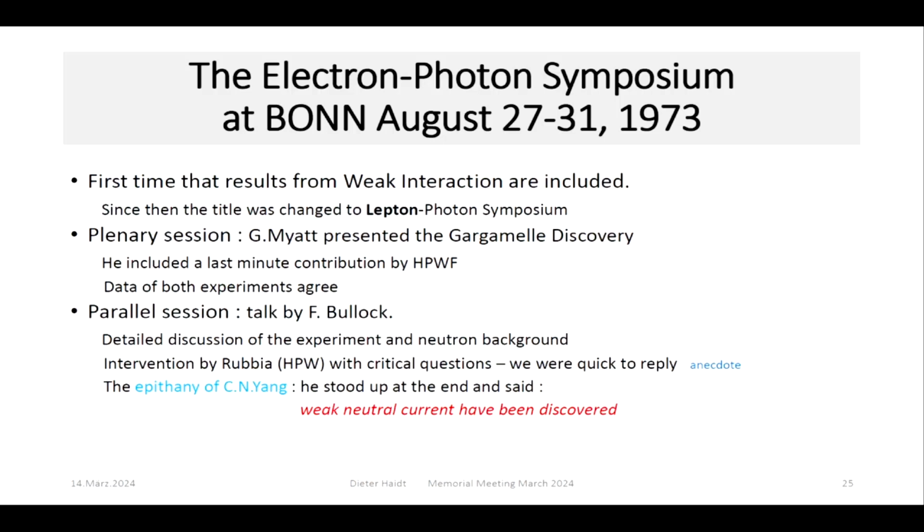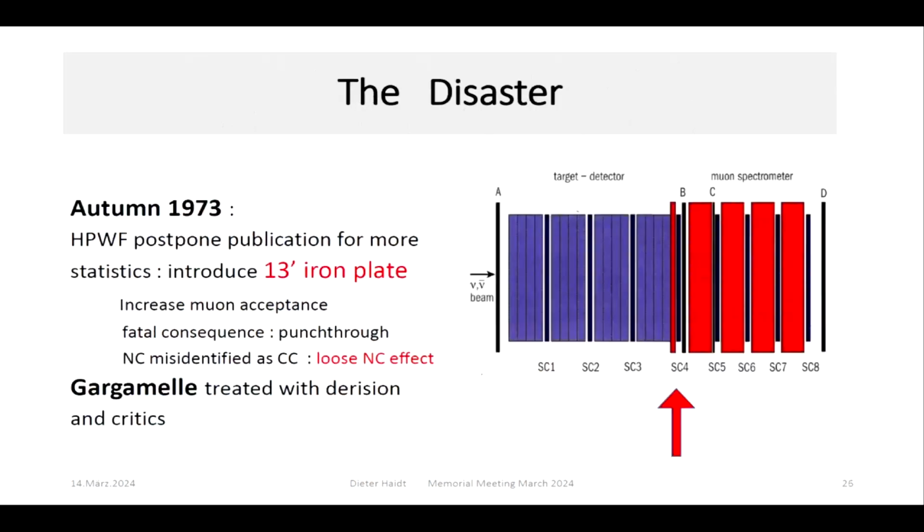As soon as he opened his mouth, there was Rubbia making an intervention and asking very nasty questions about the neutron background. We were very prompt in answering all these things. And finally, at the end, the epitome of C.N. Yang stood up and said, neutron currents have been discovered. Now, I have to add, at the end of this, Rubbia was waiting outside, and he said, I have given you hell, but I believe you are right.